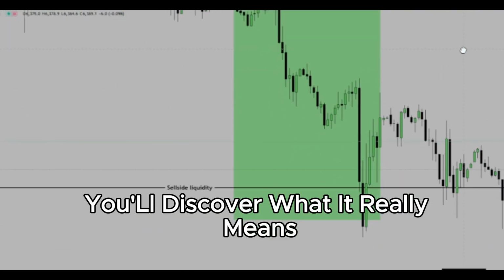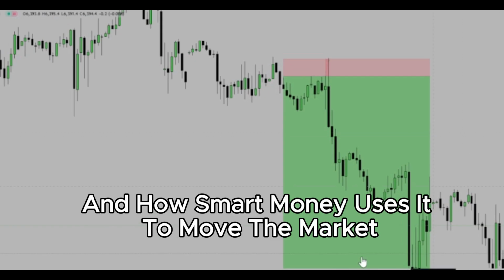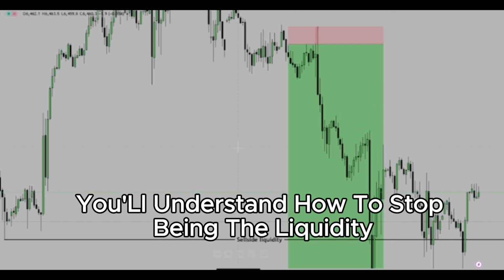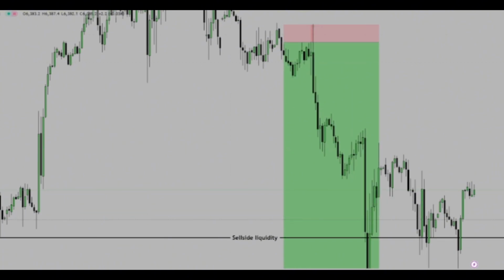You'll discover what it really means, where it hides on your charts, and how smart money uses it to move the market. And by the time we're done, you'll understand how to stop being the liquidity and start trading with it.